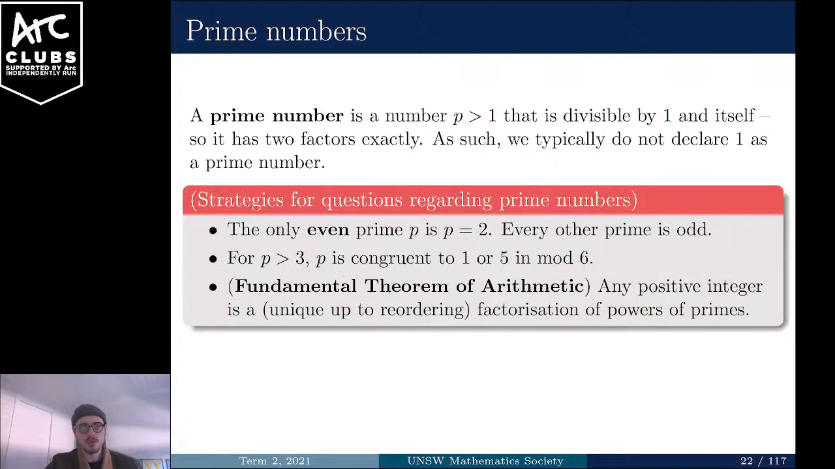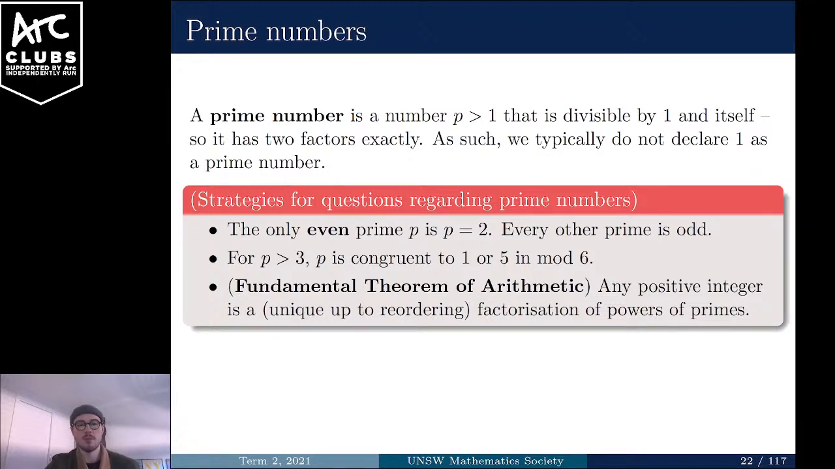So, strategies for questions regarding prime numbers. A good strategy is to remember that the only even prime is p equals 2. Every other prime is odd. That's a really good strategy. It helps when you're checking cases of things. And for p greater than 3, so not greater than or equal to, for p greater than 3, p is congruent to 1 or 5 in mod 6.